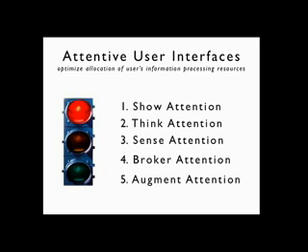So first of all, interfaces need to show users' attention. Second of all, they need to think about the user's attention and reason about that attention resource. Thirdly, they need to sense user attention in order to know where that attention lies. Fourthly, they need to negotiate user attention and encourage a kind of turn-taking process, particularly when it's not entirely clear what the user wants. And finally, you can actually augment user attention by increasing the resources that are available to the human and essentially allowing a computer to take over part of the attentive process of the user. And I'll be giving some examples of each of these categories of enhancement.